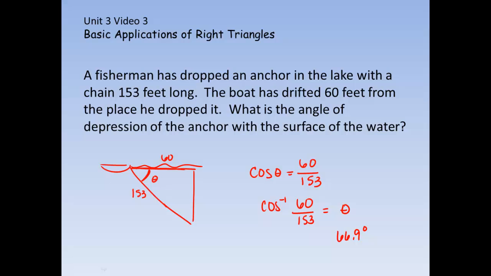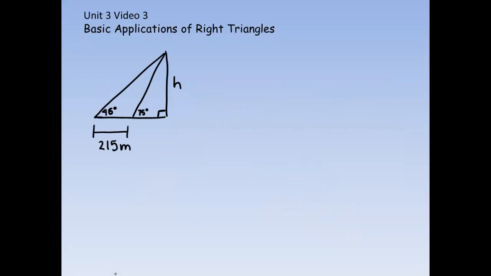If you had made a mistake and done the cosine of 153 divided by 60, you would have noticed that it gave you a domain error, and that won't work. So that just gives you a reminder that you have to make sure you put the cosine in correctly into your calculator. On to our third example.